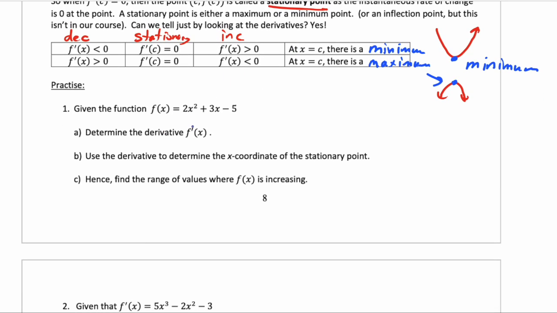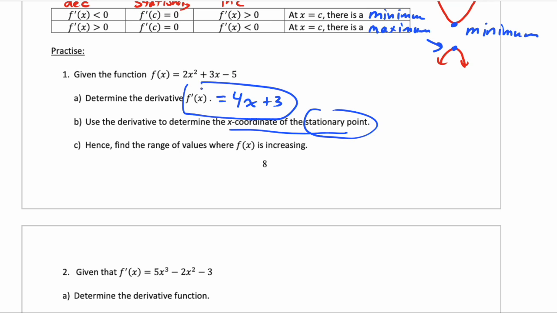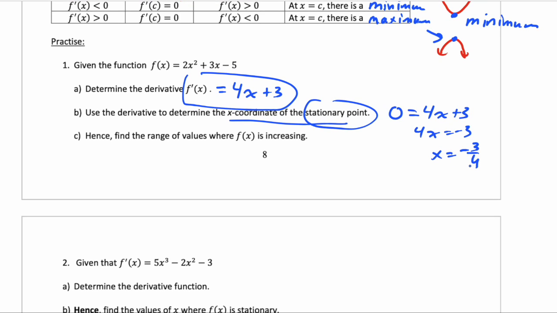Okay, let's take a look at this function. Let's find the derivative. So the derivative is 2 times 2 is 4x, plus 3. Use the derivative to determine the x-coordinate of the stationary point. At the stationary point, the derivative equals 0. So we take this function, replace f prime of x with 0. 0 equals 4x plus 3. 4x equals negative 3. x equals negative 3 over 4. Okay, so that is the stationary point.